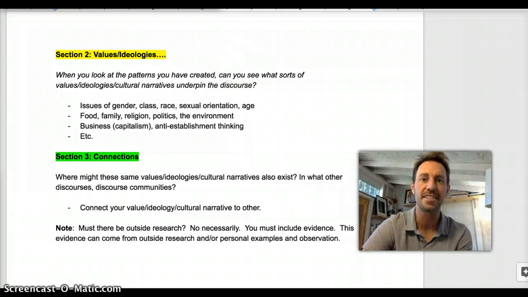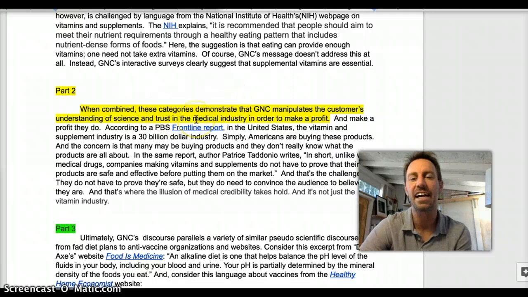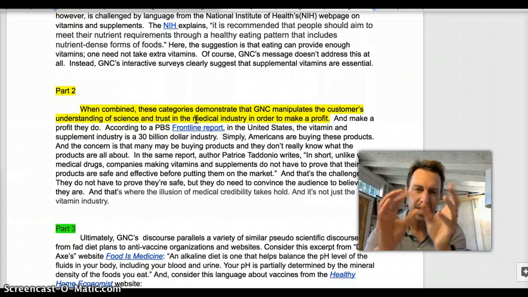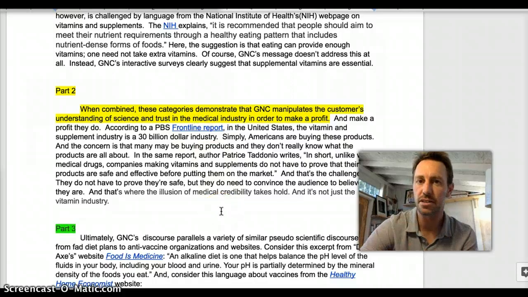Of course, in this case, we can see how this cultural narrative connects to both how we feel about medicine and to business, right? How we can use feelings about medicine in order to generate business. So that's what's happening in section 2. Now in section 3, we're just building those connections.